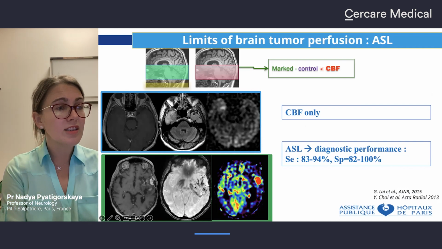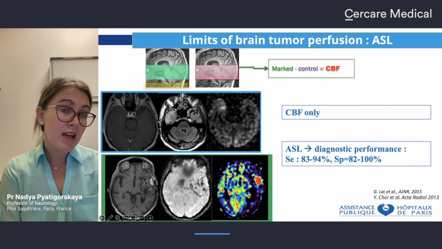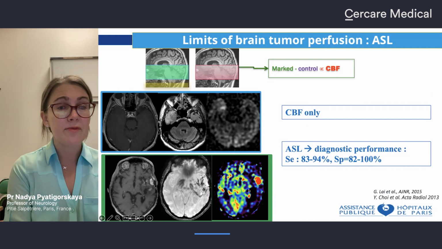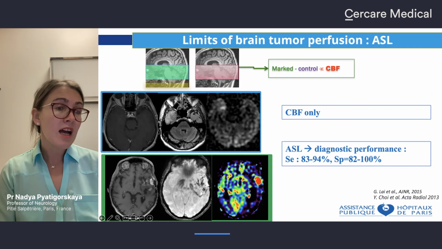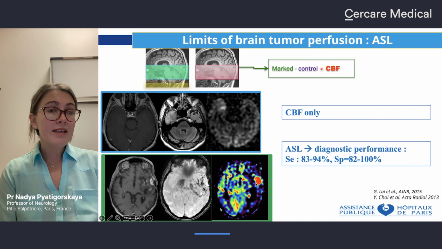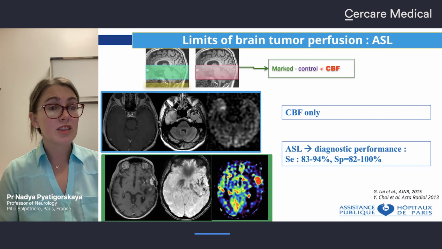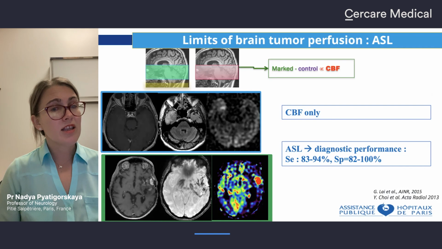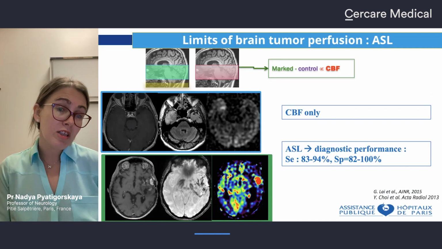And here also, when we go to our lesion that we had a hard time assessing before, to see if there was any hyperperfusion on ASL, we have fewer artifacts, so we can see that there is hyperperfusion. However, the diagnostic performance remains quite variable. And also, we still don't have the answer to this prognosis question.